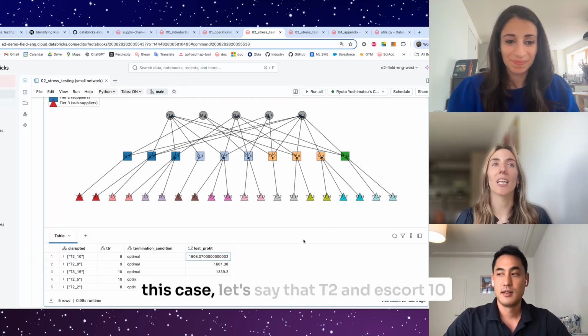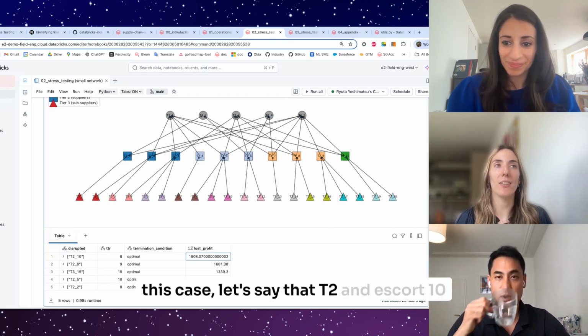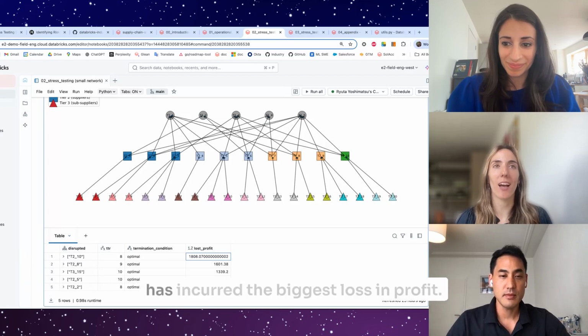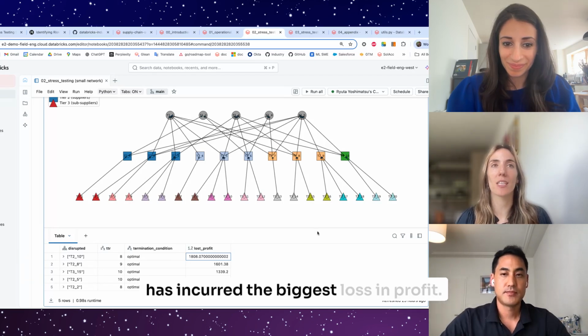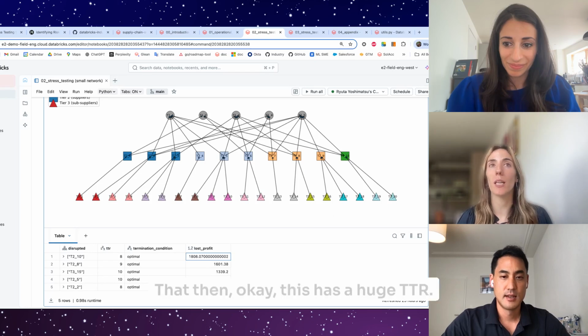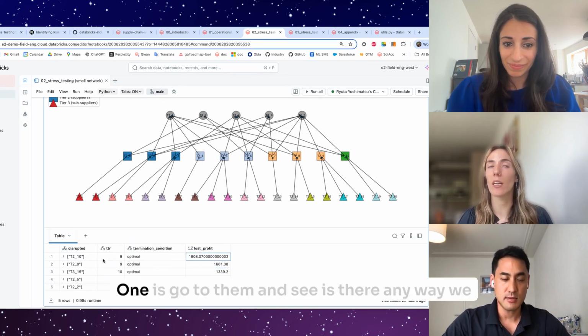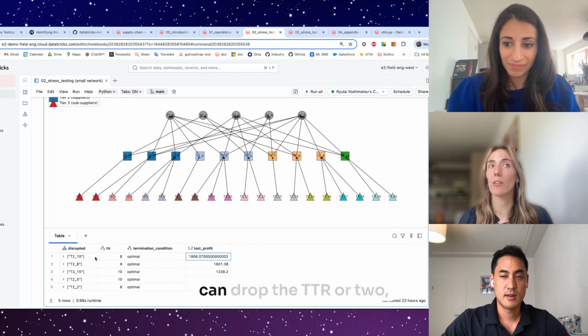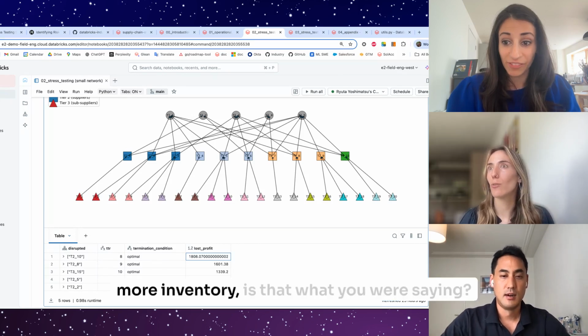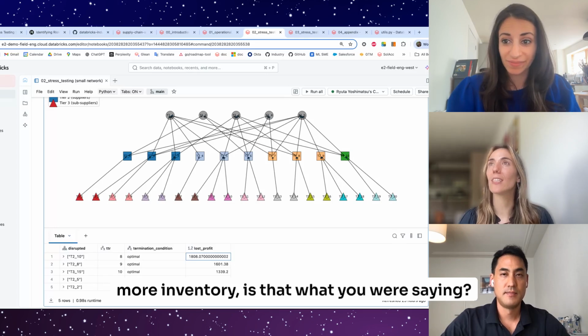Amazing. In this case, let's say that T2_10 incurs the biggest loss in profit. So then what does this mean for me? That then, okay, this has a huge TTR. So one is go to them and see, is there any way we can drop the TTR? Or two, inventory, is that what you were saying?